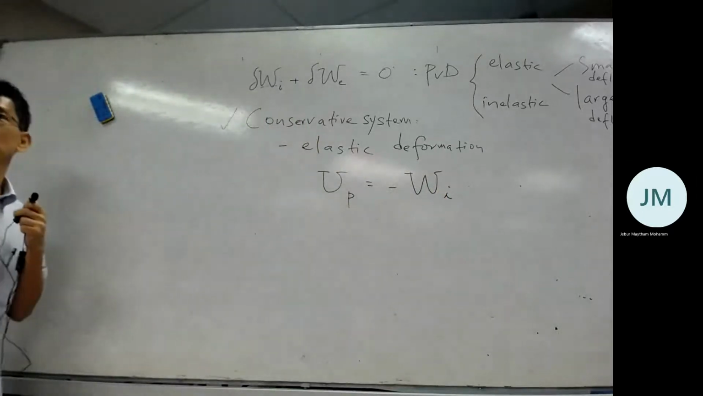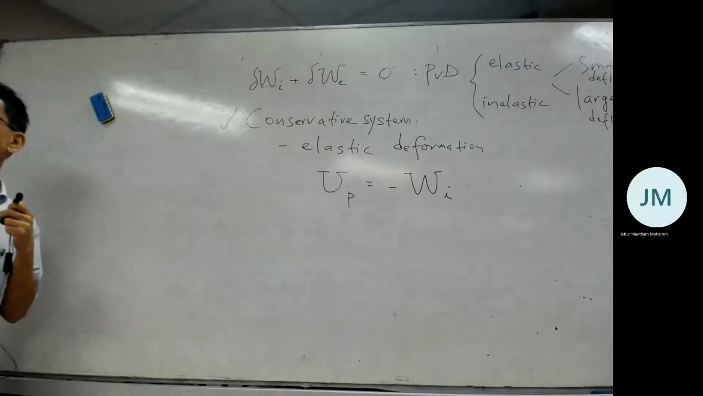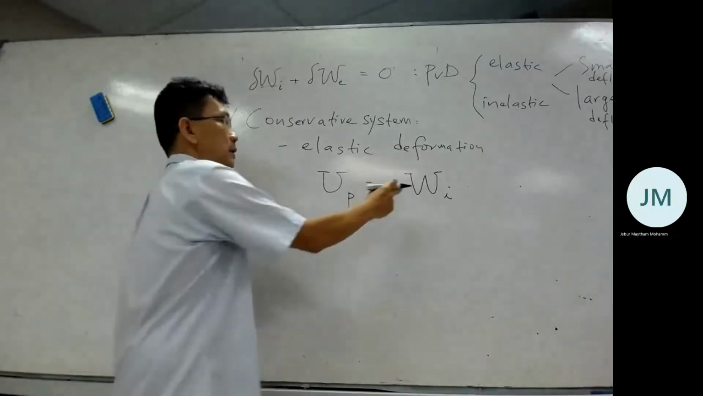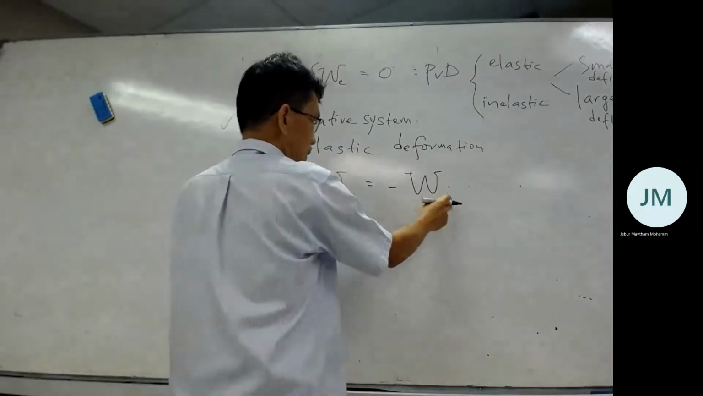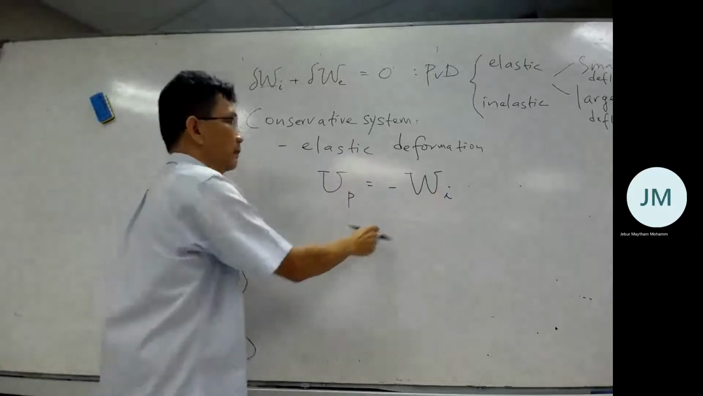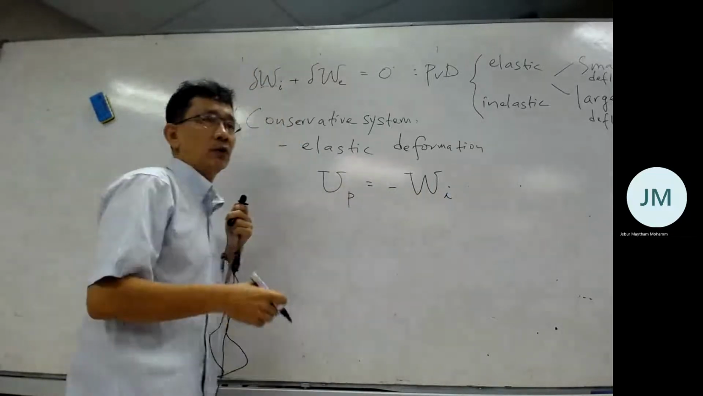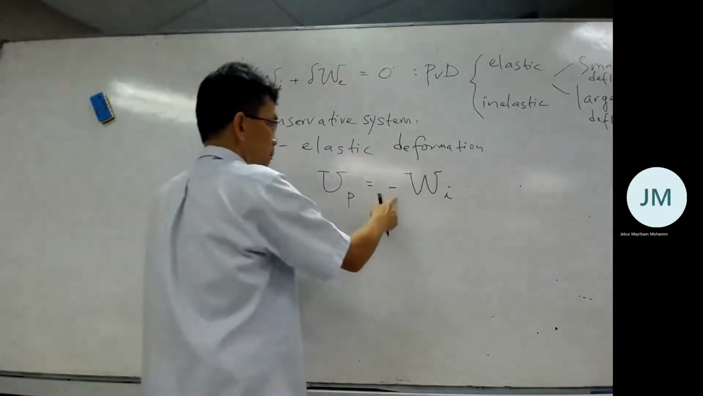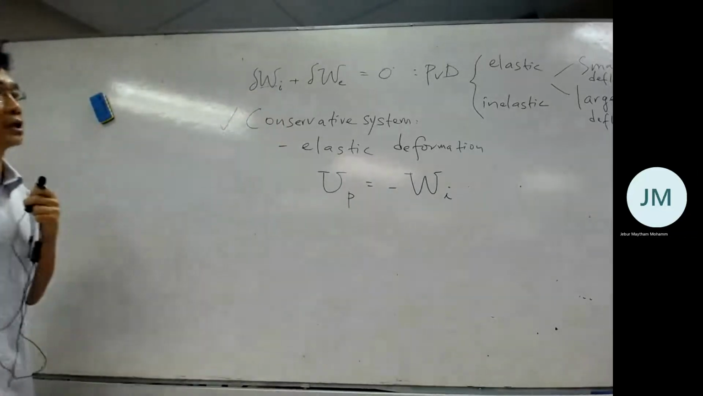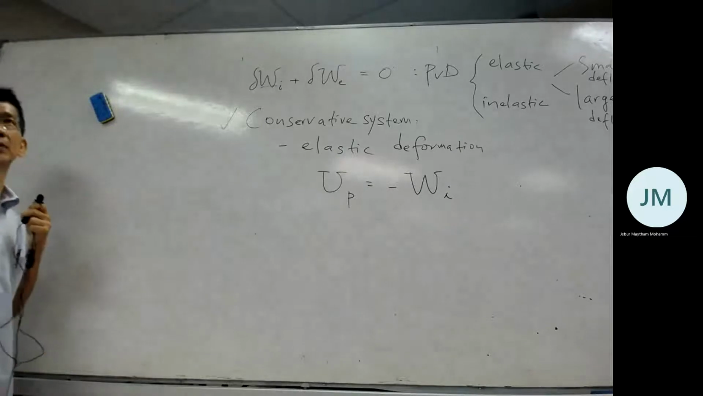WP is equal to negative of the work done by internal force. Negative of the work done by internal force is equal to strain energy. Strain energy must always be positive, so work done by internal force is negative. So you multiply with negative, you get positive. So this is the relationship that we have for elastic deformations.